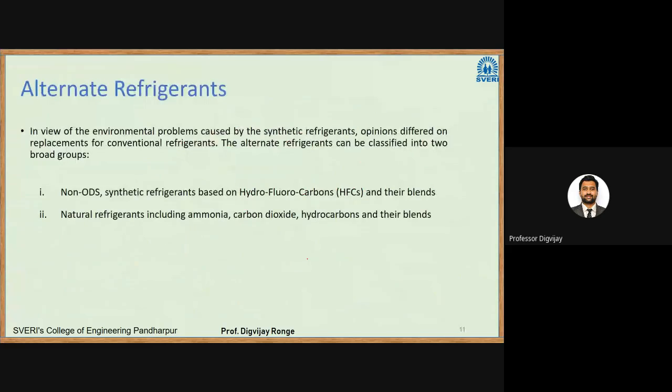Now we'll see alternate refrigerants. In view of the environmental problems caused by synthetic refrigerants, opinions differed on the replacement of conventional refrigerants. The alternate refrigerants can be classified into two broad groups: non-ODS, meaning no ozone depletion potential. First, synthetic refrigerants based on hydrofluorocarbons, where chlorine is totally eliminated, so we have hydrofluorocarbons and their blends. Second, natural refrigerants including ammonia, carbon dioxide, hydrocarbons and their blends.